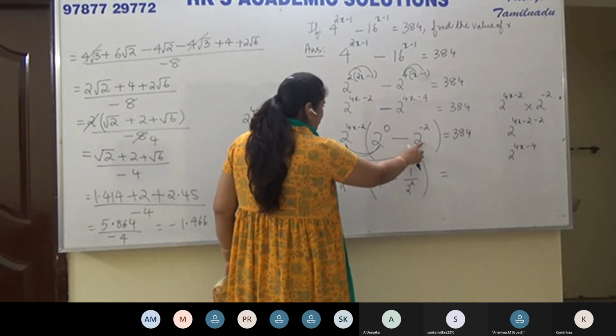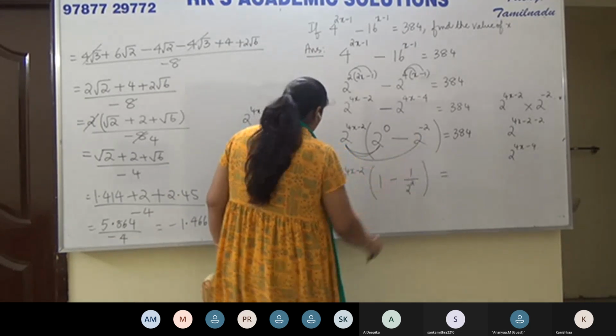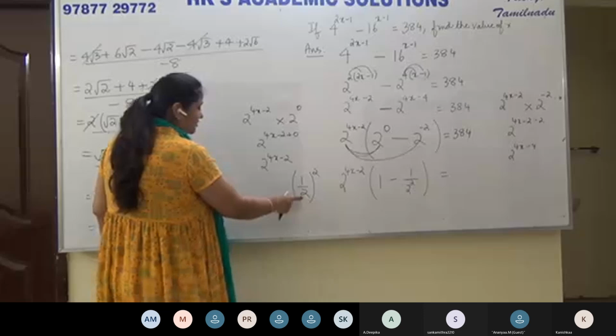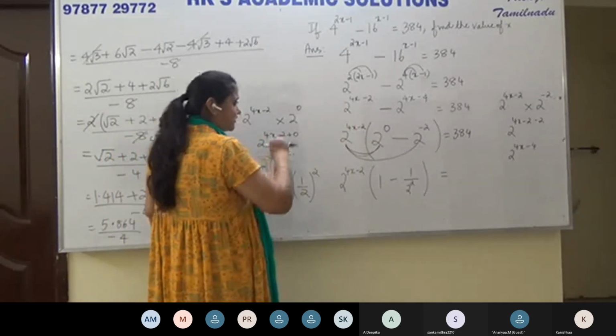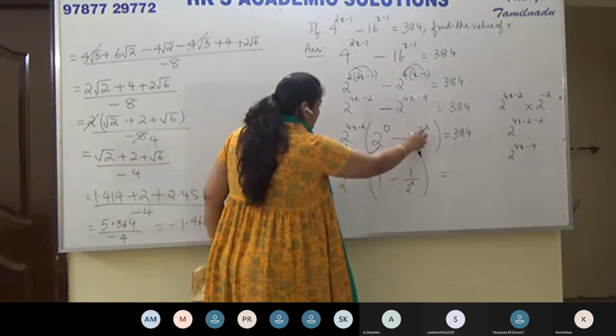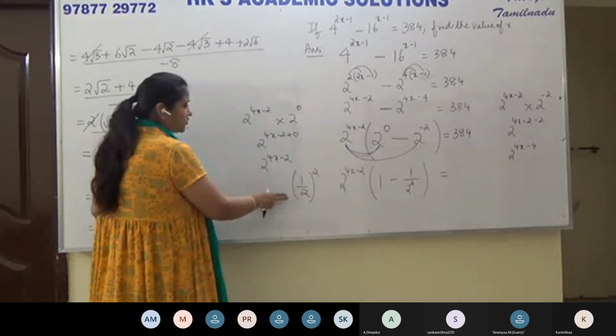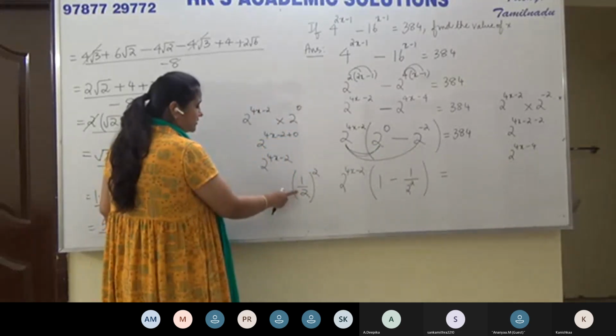Take the reciprocal of the base. The base is 2, its reciprocal is 1 by 2. The power is minus 2. Take the negative of the power, the opposite sign, plus 2. 2 to the power minus 2 is the same as 1 by 2 squared. This one is the same as 1 by 2 the whole square.